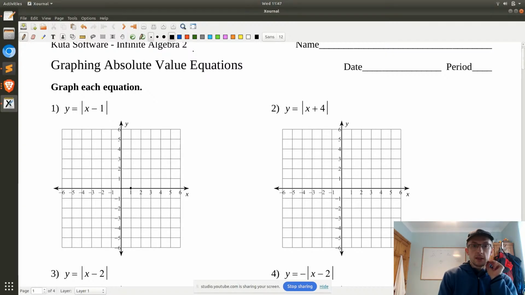What will be the slopes of the rays? There will be 1 for the right ray, and negative 1 for the left ray. There, like that.